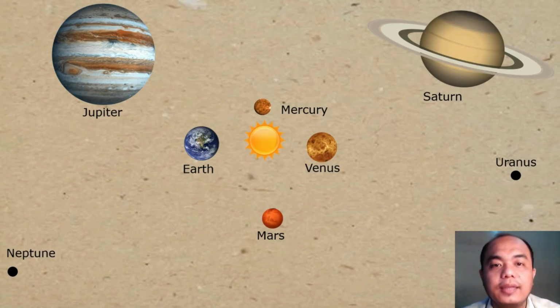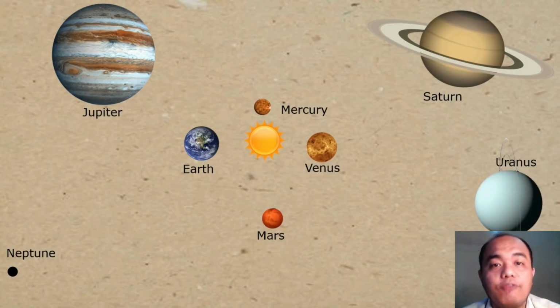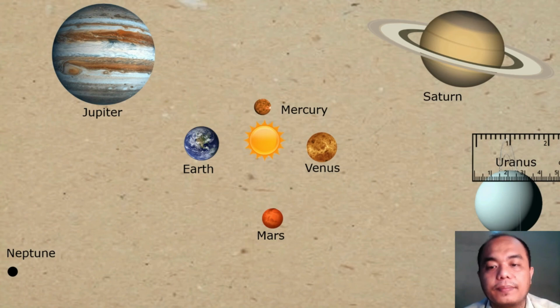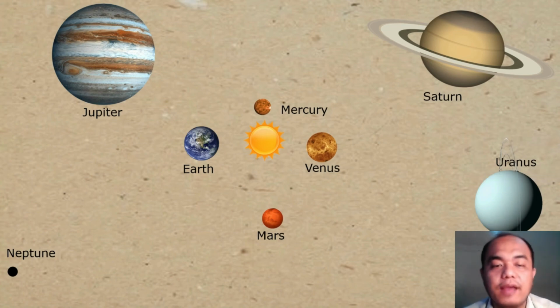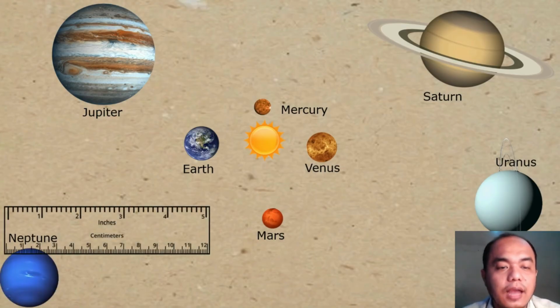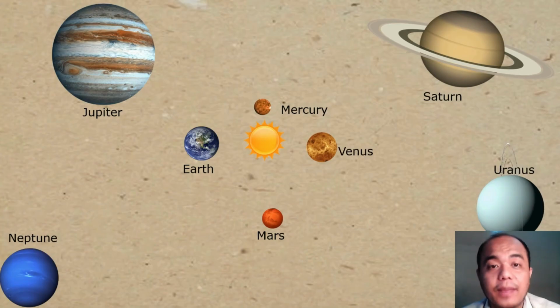And then we have planet Uranus. Yung Uranus natin ay 4 centimeters na. Okay, 4 centimeters lang. Yan. And we have the Neptune, Neptune is about 3 centimeters only. Now, kumpleto na ang ating mga planet showing its relative sizes at saka yung distances from the sun.